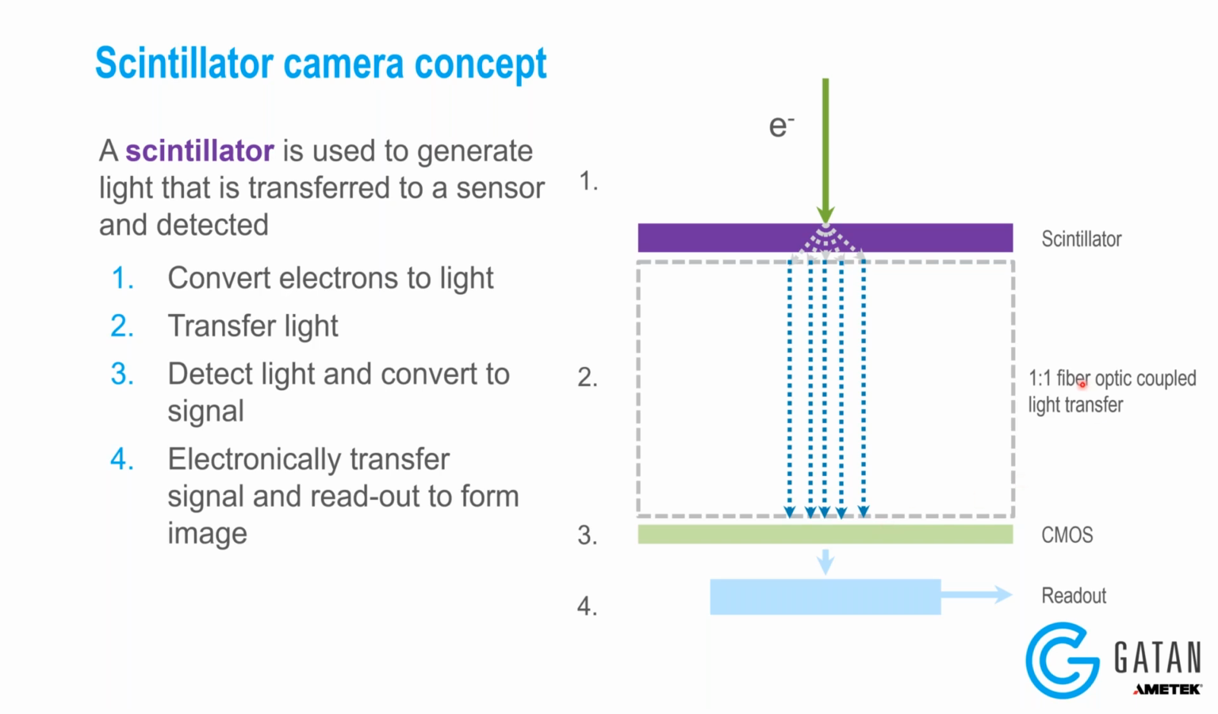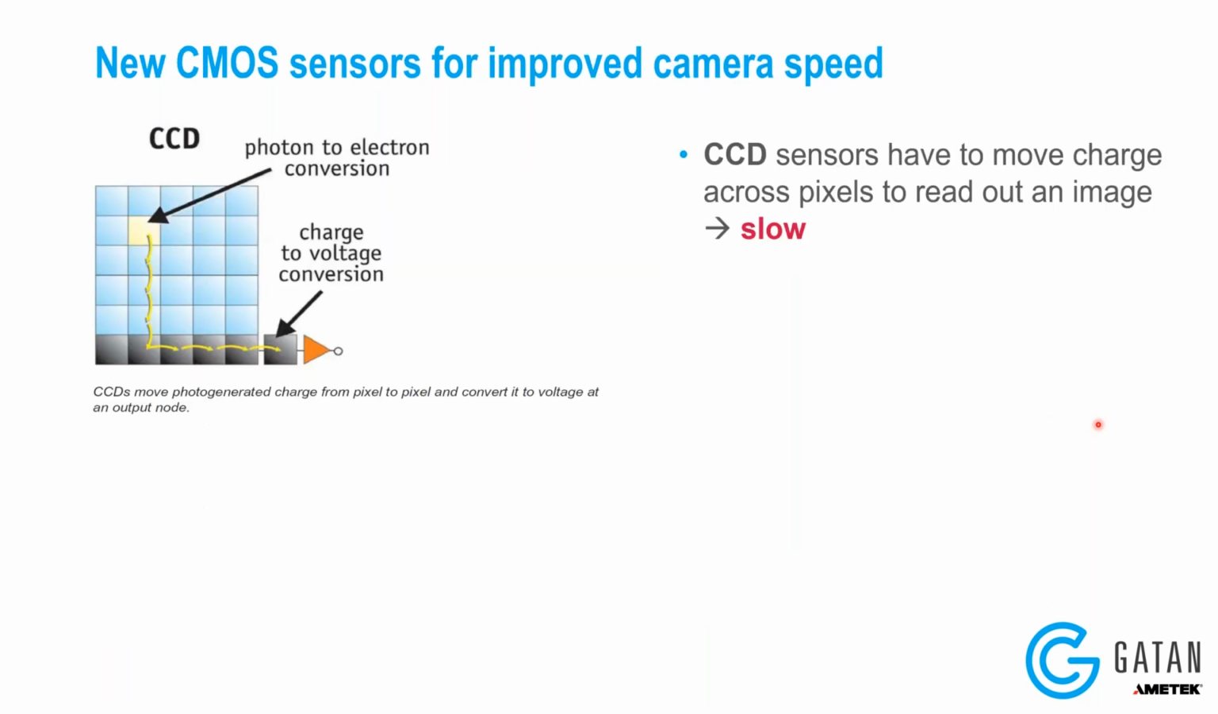The only other thing I'll mention is that how we move the light from the scintillator to the sensor is very important. At Gatan, we do fiber optic coupling, but that's just an aside to the main idea of the presentation, which is the sensor technology used in these scintillator cameras and how that affects what's possible in terms of microscopy techniques and achievable sensitivity, speed, etc.